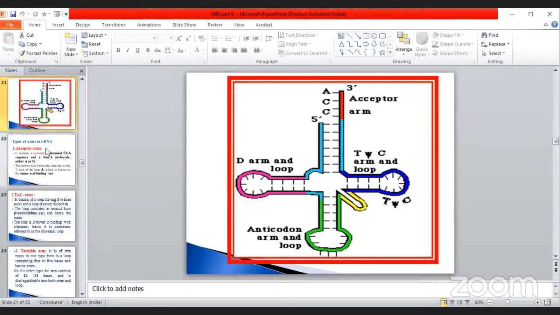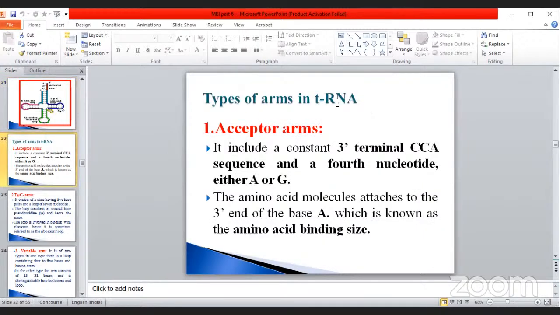See, the first one: types of arms in tRNA. The first arm is called what? The acceptor arm. The acceptor arm, what are they doing? It includes a constant 3' terminal. It is nothing but the 3' tip. It has the sequence CCA. See the structure, you can understand.